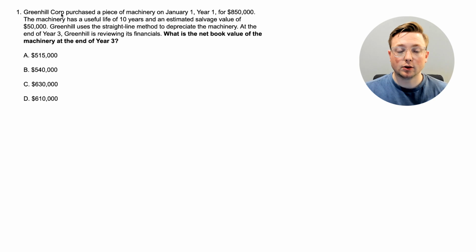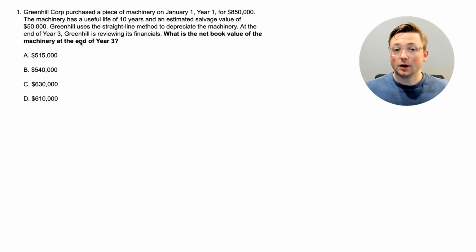Okay. Green Hill Corp purchased a piece of machinery on January 1st, year 1 for $850,000. The machinery has a useful life of 10 years and an estimated salvage value of $50,000. Green Hill uses the straight line depreciation method for the machinery. At the end of year 3, Green Hill is reviewing its financial statements. What is the net book value of the machinery at the end of year 3?